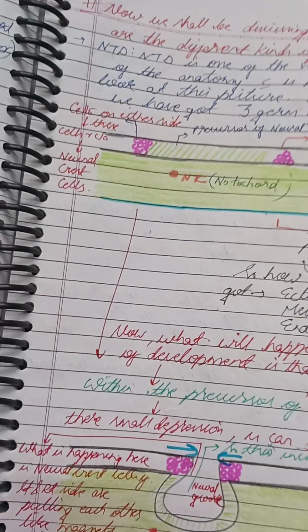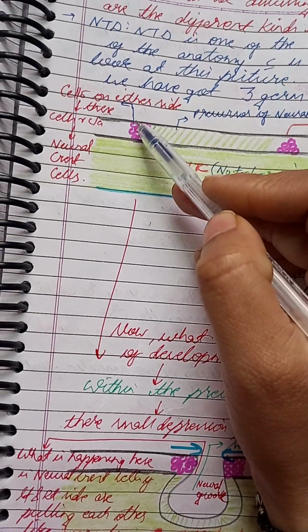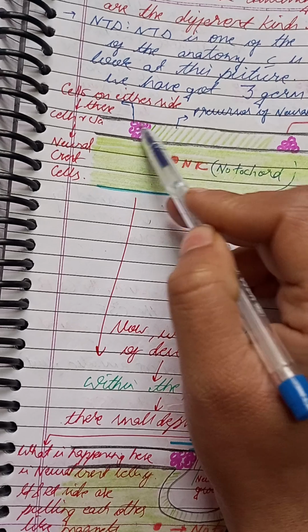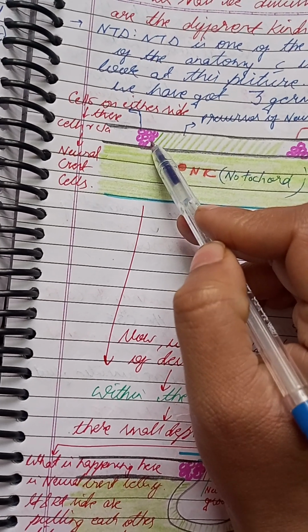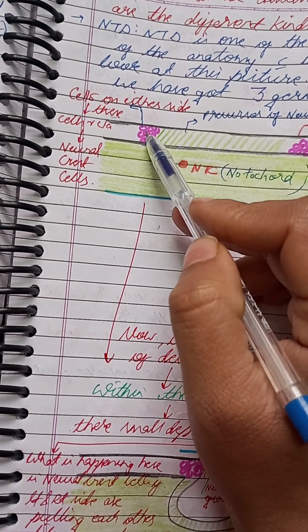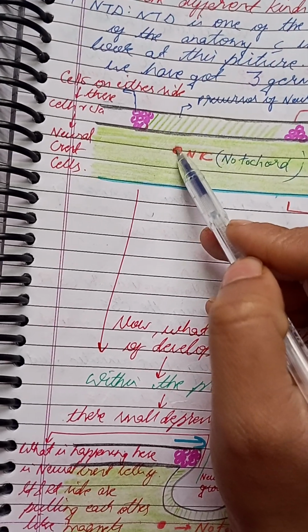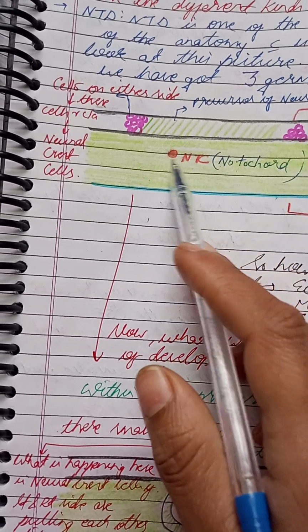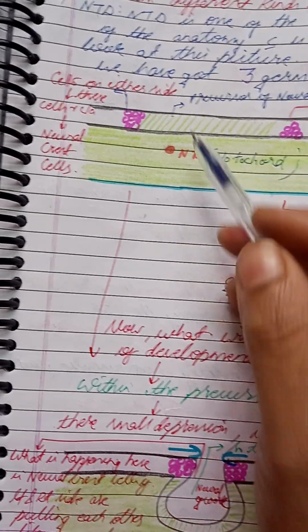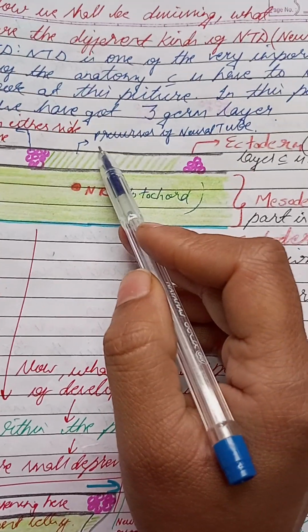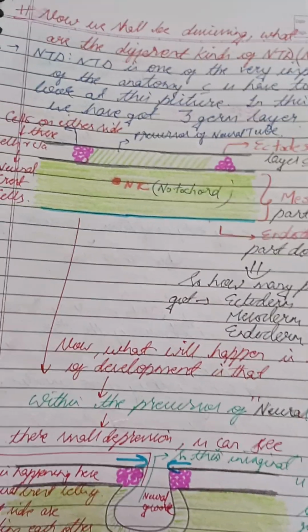So what are these cells? These are cells on either side, here also, here also. These cells on either side are called the neural crest cells. And this red structure is called the notochord. This is the notochord, and this is the precursor of the neural tube.